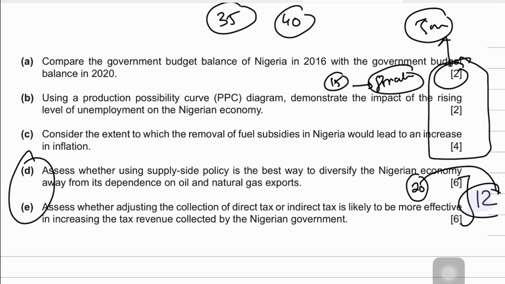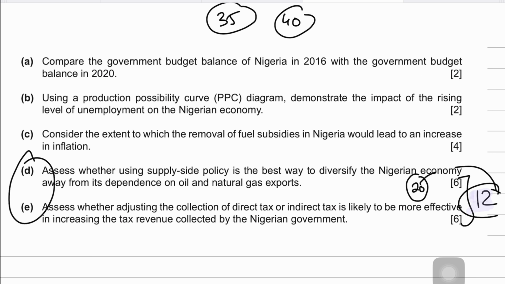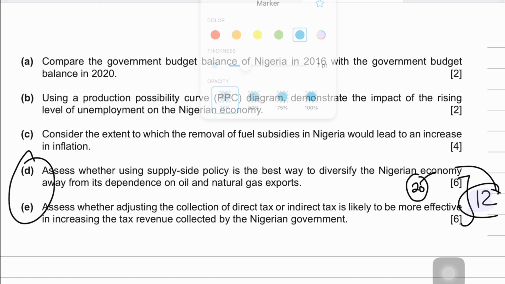Now coming to the question, the first question says compare the budget balance of Nigeria in 2016 with the government's budget balance in 2020. This question is regarding the government's budget balance, which means whether the budget is in a surplus or a deficit or it's a balanced budget. I already have a video on budget deficit and surplus on my YouTube channel. Make sure you watch that video, because in case studies they do give these references, and these indicators are mentioned in the tables, and then they ask you to analyze the trend. And also there's a video on national debt as well. Make sure you watch that video as well.